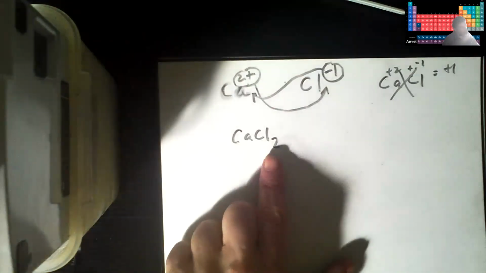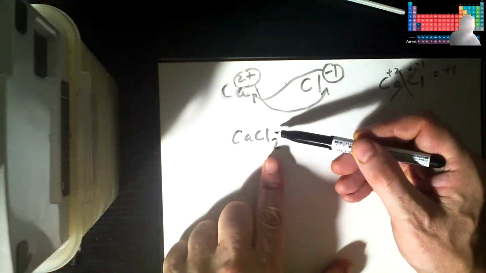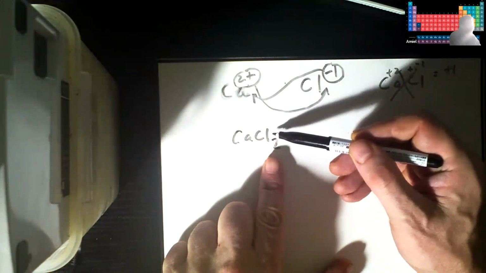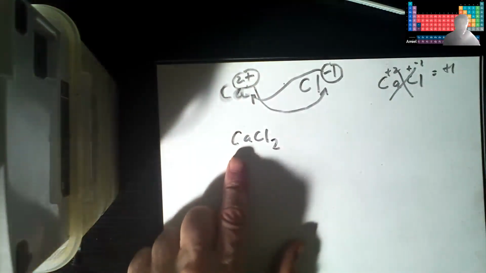You can check your work. -1 plus -1 is -2. -2 plus 2 is 0. The charges sum to 0. You can always check your work. This is correct.